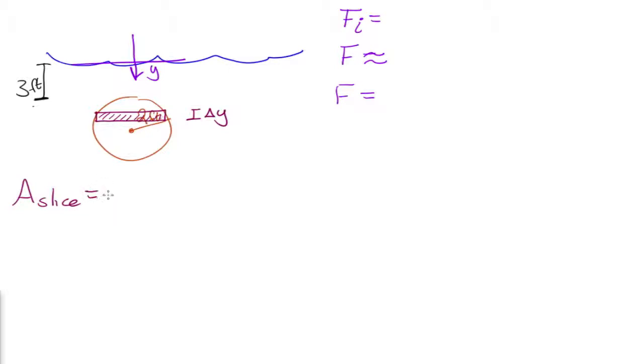So the area of the slice is going to just equal the length times delta y, right? Length times width, so the length is whatever that is, and the width is delta y. So my big question is, how do I find that length, the length of that whole thing?